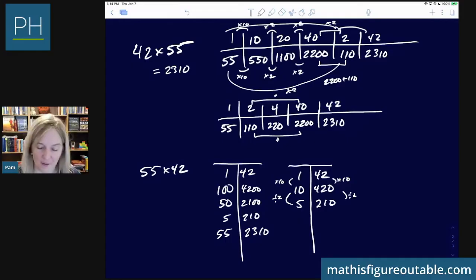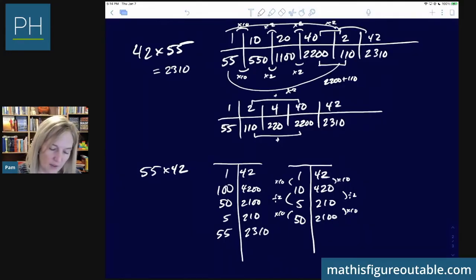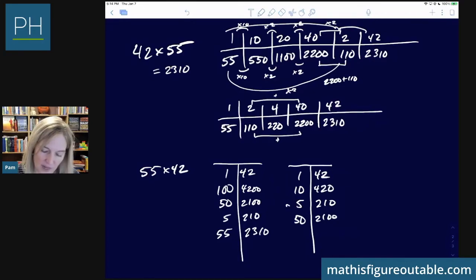Now check it out. Now that I've got the 5, can I just scale that up times 10? Bam! Once I have the 5, I can just scale that times 10, and now I'll have the 50. So what is 210 times 10? There's our 2,100 again. And now I add that 5 and that 50 together to get 55. And so again, I add the 210 and the 2,100 and we get the 2,310.